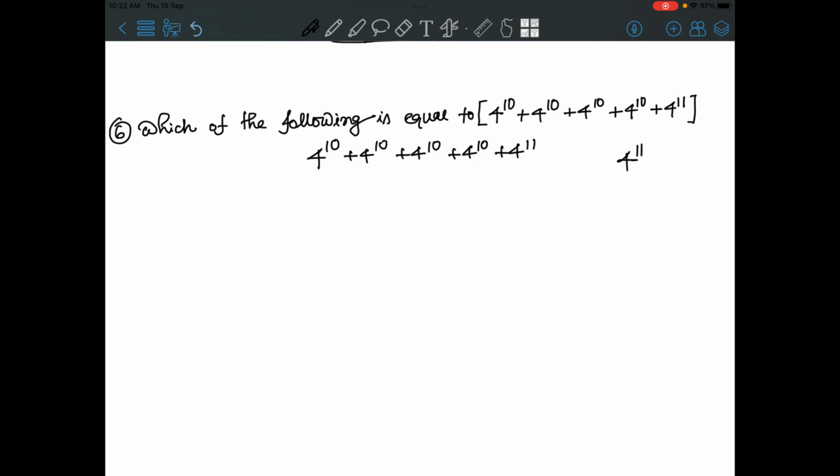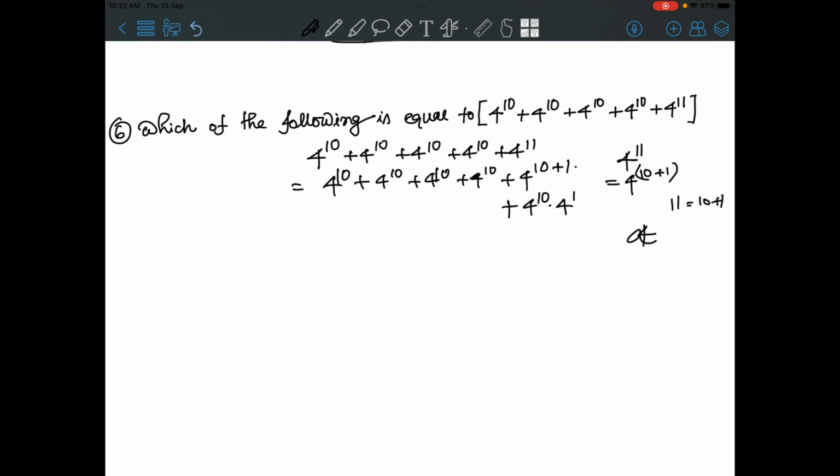We can write 4 to the power 11 as 4 to the power 10 plus 1, because 11 is equal to 10 plus 1. So let me write it again. 4 to the power 10, 4 to the power 10, 4 to the power 10, 4 to the power 10 plus 4 to the power 10 plus 1. Now on the next line we can write 4 to the power 10 into 4 to the power 1, because a to the power m into a to the power n is equal to a to the power m plus n, or a to the power m plus n can be written as a to the power m into a to the power n.